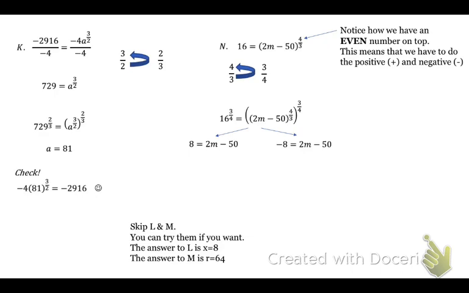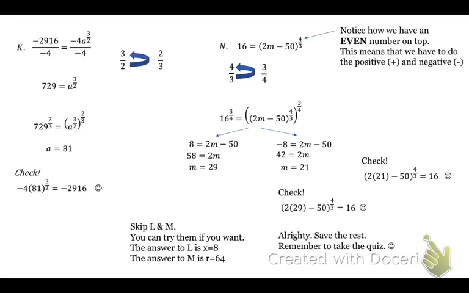Okay. Add that 50 over, divide by 2, and you get m equals 29. Add that 50 over, divide by 2, and you get m equals 21. Now we're going to check both of those. That one works. That one also works.